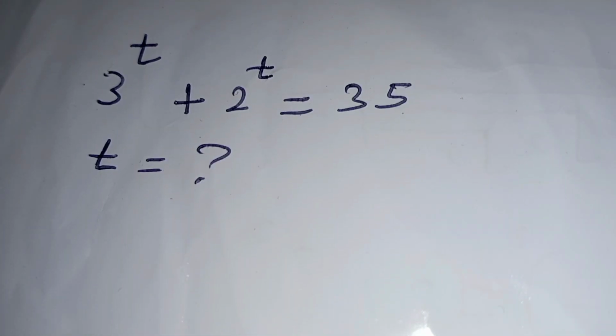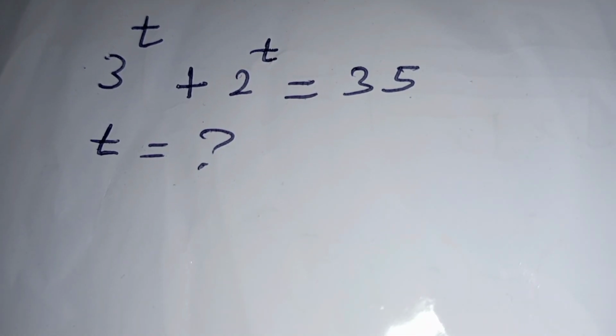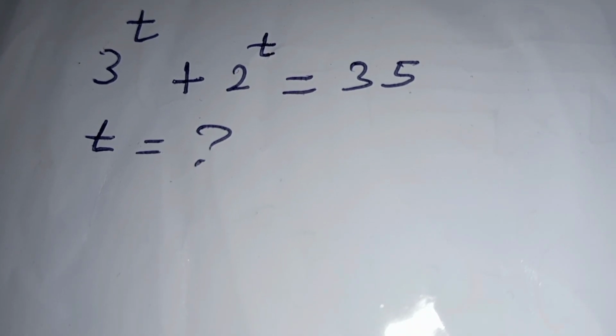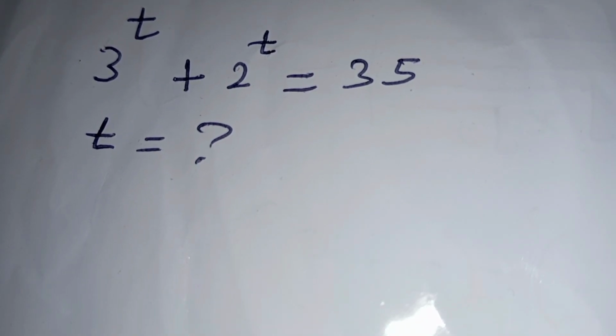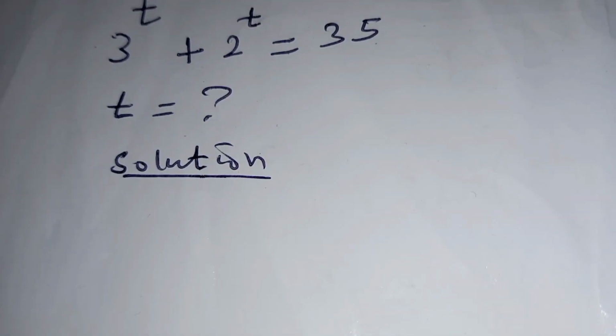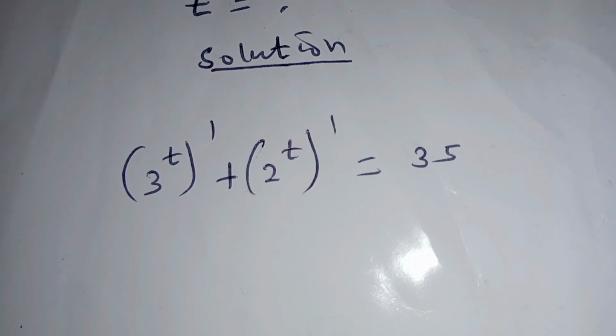You are given 3 to the power of t plus 2 to the power of t is equal to 35, and you are going to obtain the value of t. So, solution: to do that we are going to do the following.